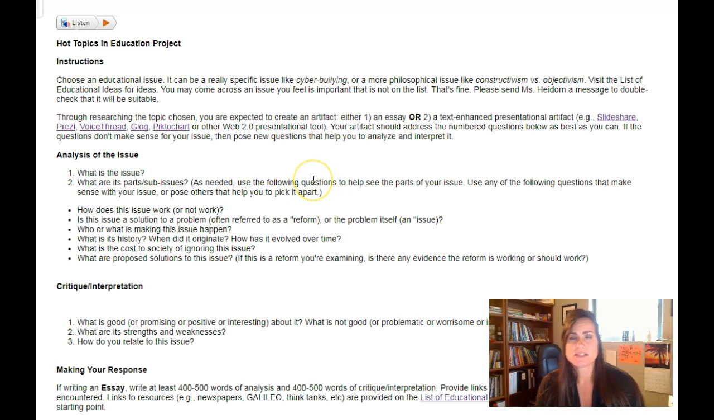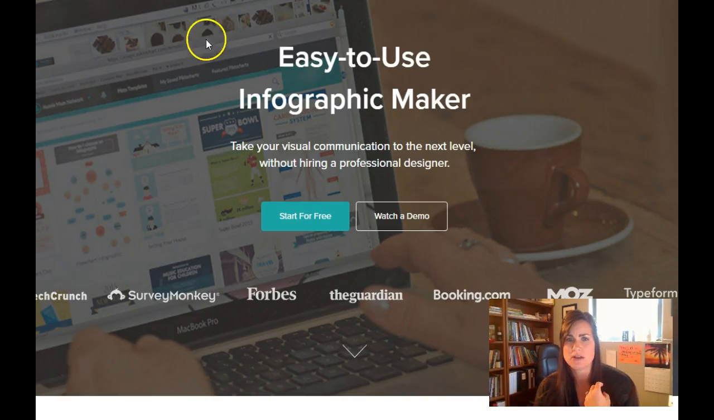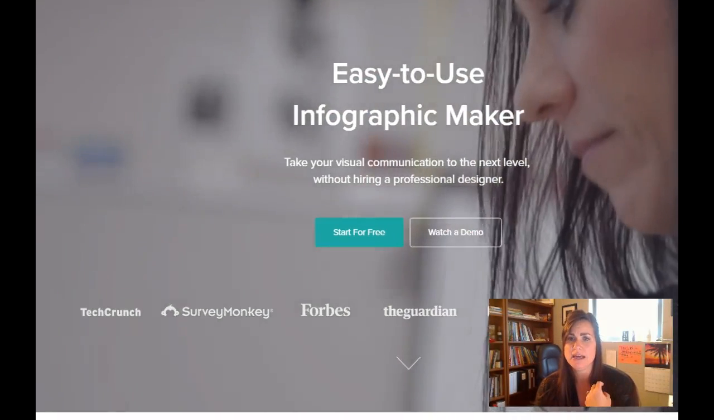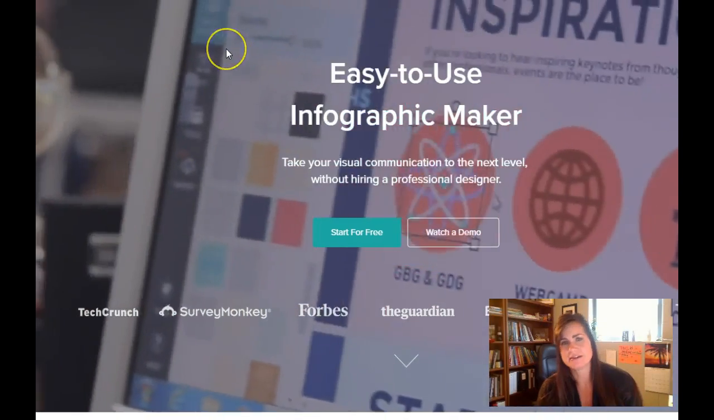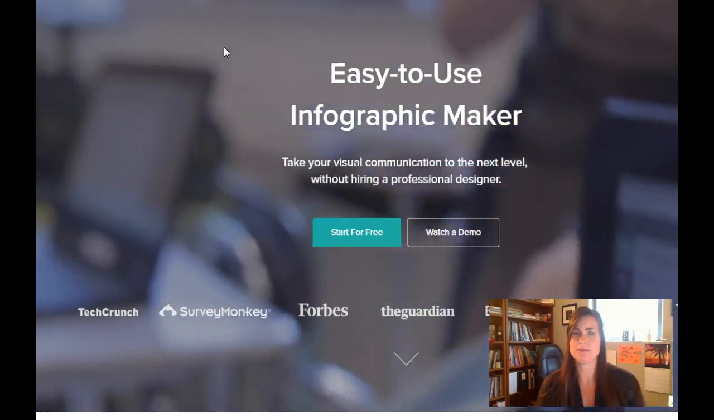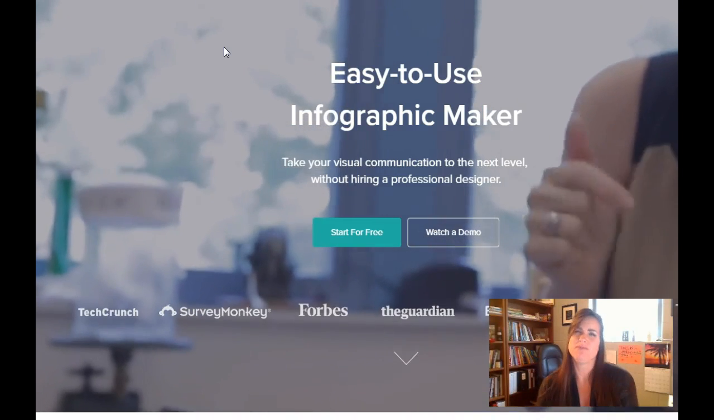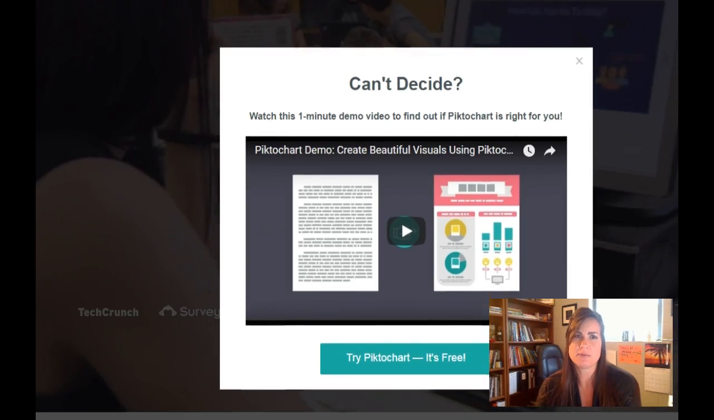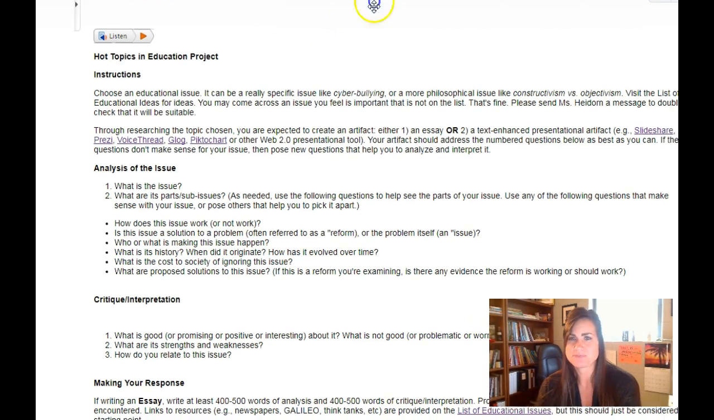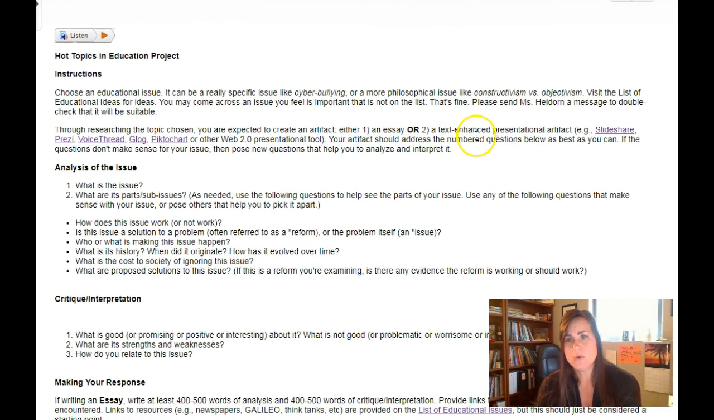And so you're expected to either write an essay or create a technological web tool. So you can do SlideShare, you can do Prezi, VoiceThread, Glogster. I particularly have used Piktochart. It's really easy to do, and it's kind of fun to play around with, but basically it brings words and pictures together more so than PowerPoint, and is a little bit more entertaining to look at and watch. But anyway, an essay or a presentational artifact, your choice.